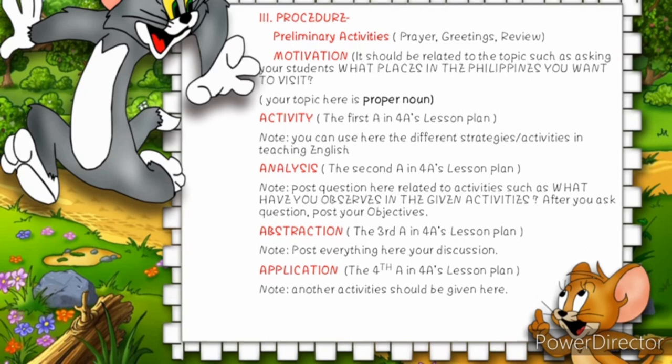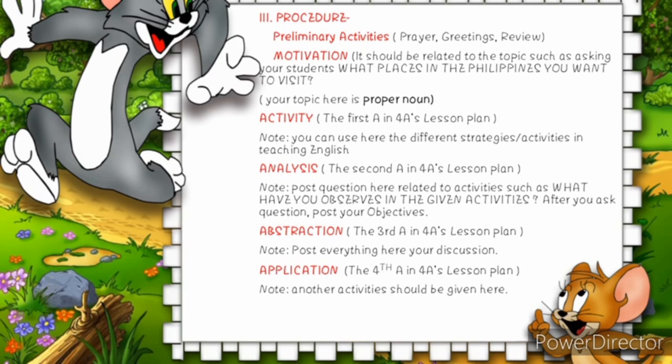So after the presentation, here comes the second A, which is analysis. So the teacher now will ask questions to the students like, what have you observed in the given activity? So possibly, the answer of the children is, ma'am, they are all names of people. Right? So there's now a little glimpse of the concept.